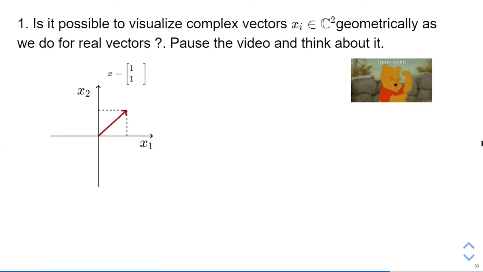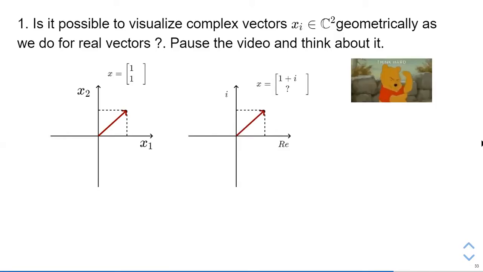In the real case, suppose you are given the vector (1, 1). You can take two real axes, the orthogonal real axis, and then simply plot the vector from the origin to the given point. That is what we do in real vector space, right? But what about complex vector space? Pause this video and think a bit. After thinking hard, is it really possible to visualize a complex vector?